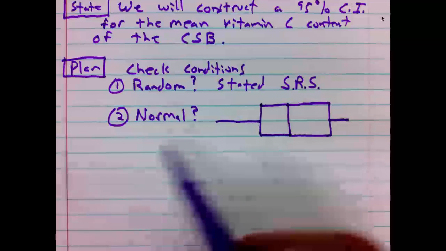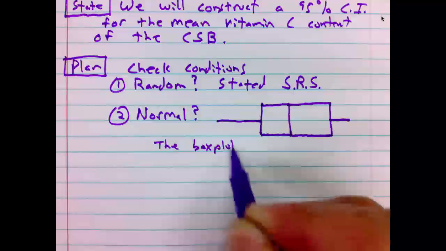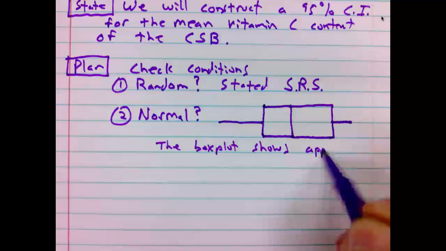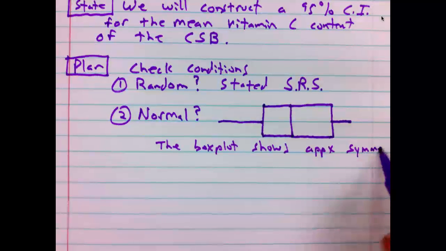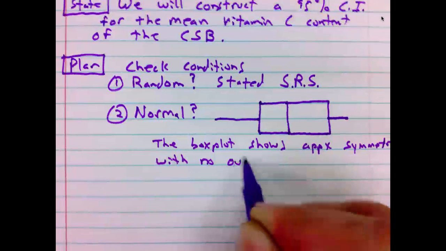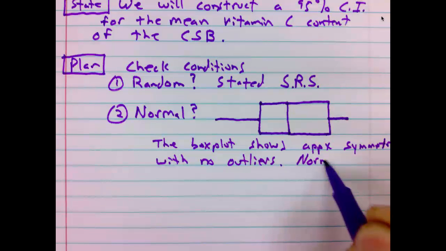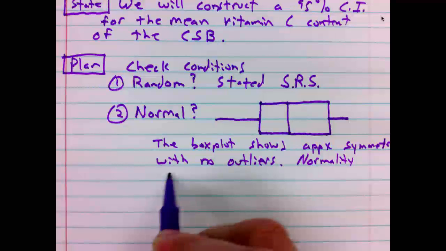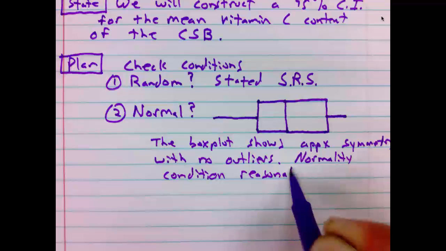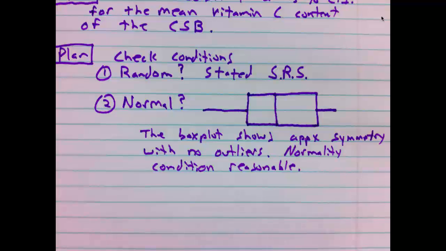So I'm going to draw my box plot, and then I'm going to state that the box plot shows approximate symmetry with no outliers. Normality condition reasonably satisfied, met.